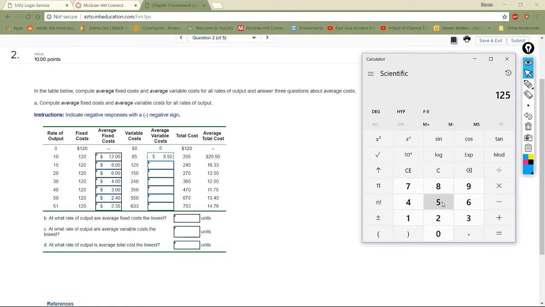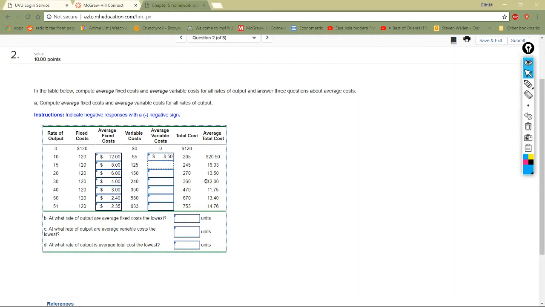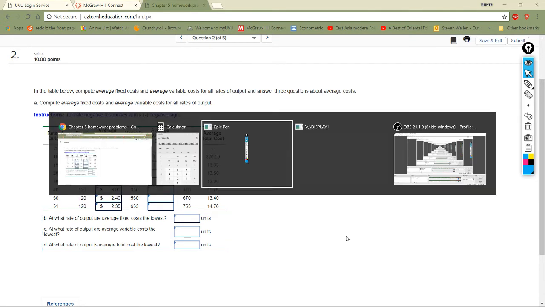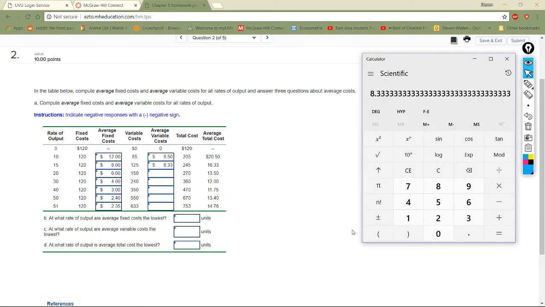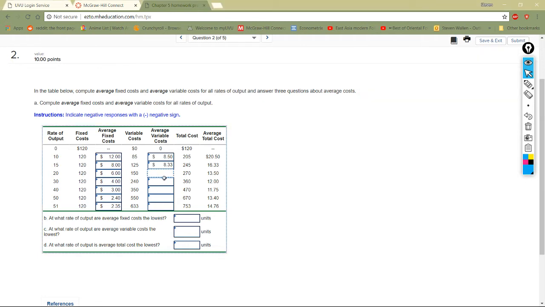125 divided by 15. So we're taking this number, divide it by that. Okay, 8.33. And then we keep going. We can go 150 divided by 20. So we're producing more units. Notice this, we're producing more units, but each time we produce more units, we incur, because it's variable, more costs, because we have to increase labor, we have to increase raw materials. So 150 divided by 20, 7.5.